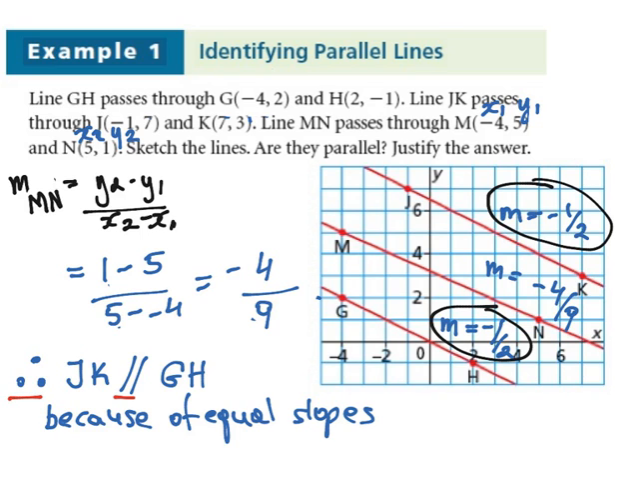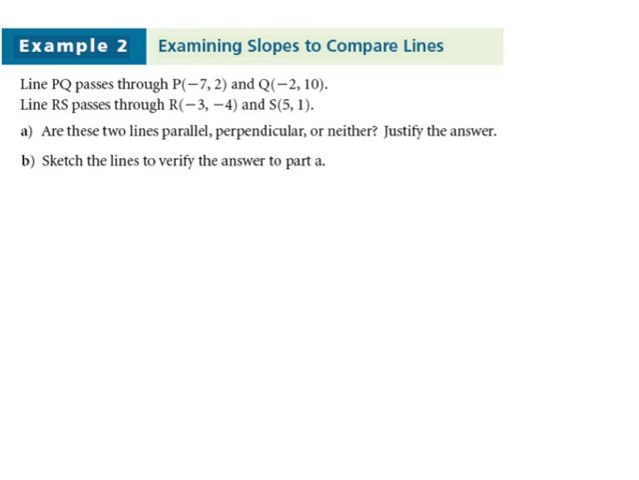Let's take a look at the next example. We have line PQ and we have line RS. Are these two lines parallel, perpendicular, or neither? And justify the answer. We're going to sketch the lines to provide the answer to part A. Well, I'm going to sketch this first.